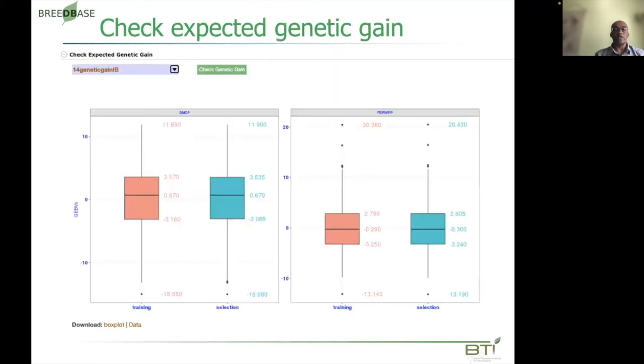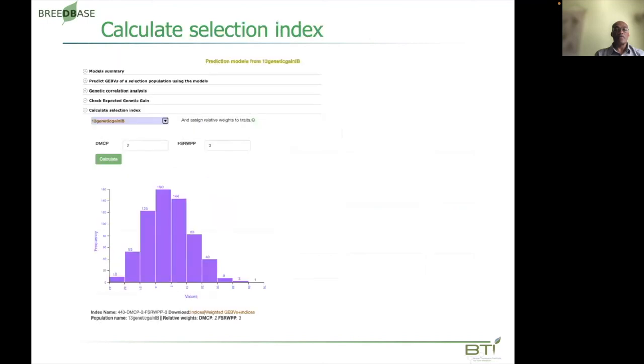If you want to check the expected genetic gain, there is also an interface to generate box plots. If you do predictions on multiple traits, there is also an integrated selection index tool that allows you to assign any relative weights to your traits and calculate the index.